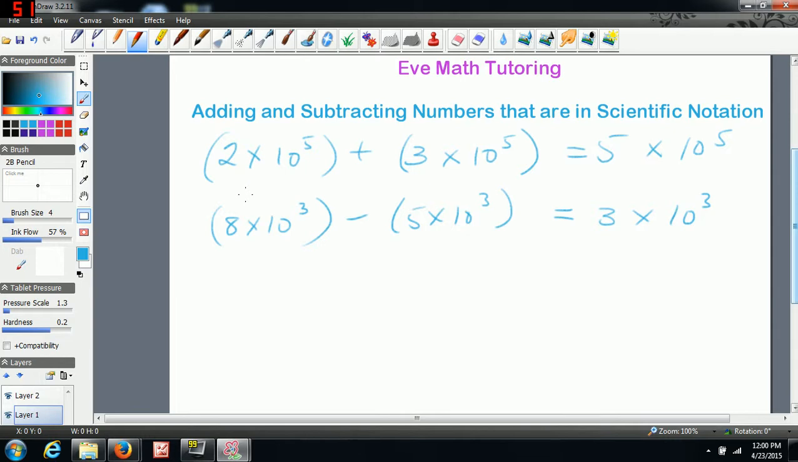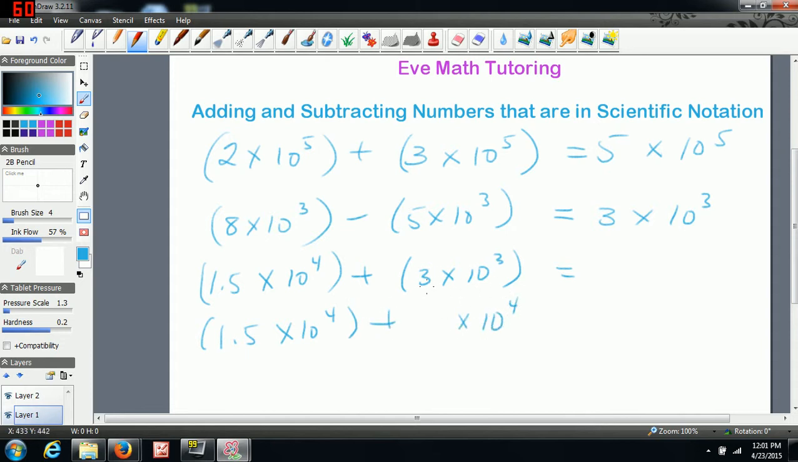Now say you have an example where the exponents are different. So in that case, what you have to do is change one of the numbers so that you have the same exponents. You can change either number. So if I decided to keep the first one the same, then I have to change the second one so that it's multiplied by 10 to the 4. That means I made this part bigger, so I have to make this part smaller. So what I'm going to do is take the decimal, which is always at the end of the number, and move it over here. So it's going to become 0.3 times 10 to the 4.